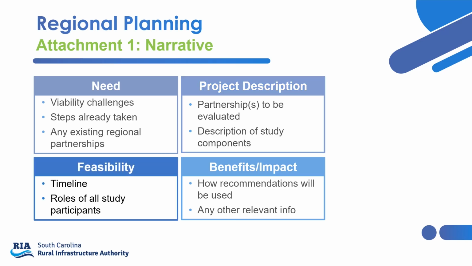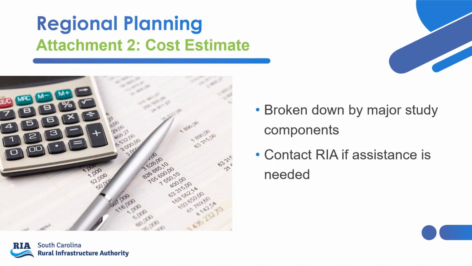The feasibility section should lay out plans to complete the project within the 18-month time period, as well as describe the roles that regional partners will play. Finally, address the expected impact of this project as well as any other information that might be relevant to our understanding of the proposed project and how it fits with the priorities of the program. Attachment 2 should be a cost estimate for each component of the study. Please contact us if assistance is needed with scope or cost development.